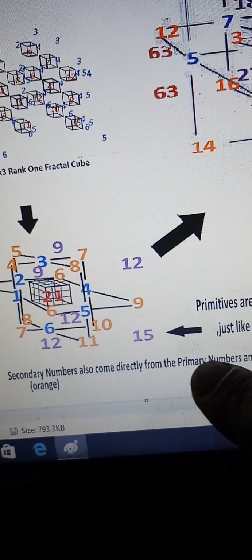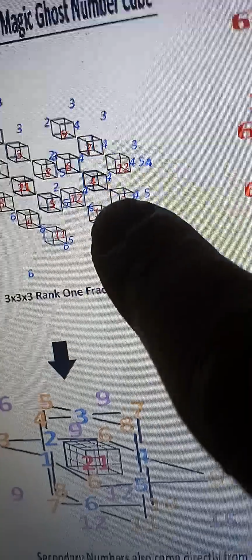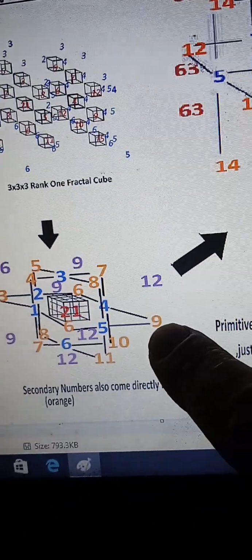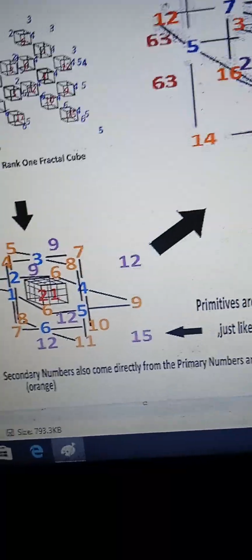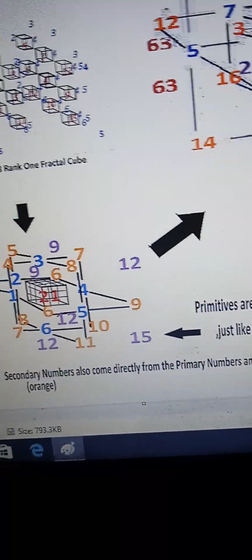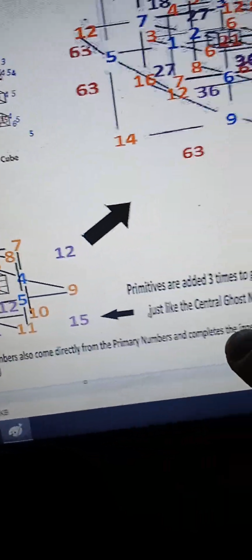They also come directly from the primary numbers. The secondary numbers are in orange. Those are the ones at the corners that were in red. I colored them orange now because they're no longer central ghost numbers, but they're part of a primitive cube that precedes the magic ghost number cube that's filled out. The secondary numbers are orange, and they come directly from the primary numbers. It completes the inner cube space, the primitive form of a full magic ghost number cube.